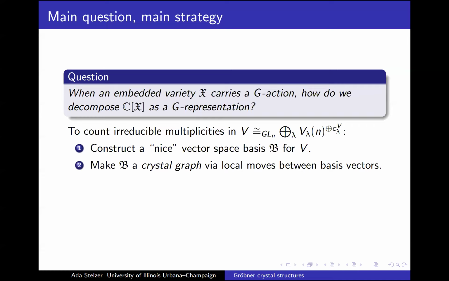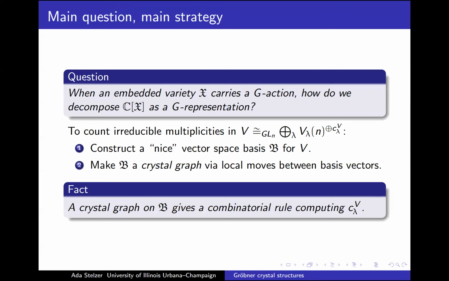And then once we have a nice basis, we're going to try to turn that basis into a crystal graph by viewing the basis vectors as vertices and then drawing in edges according to certain axioms that we think of as representing local moves between the different basis vectors. And if we're able to define this crystal graph structure in a way that satisfies the axioms for these things, then that will give a combinatorial rule that computes the irreducible representation multiplicities we're after.